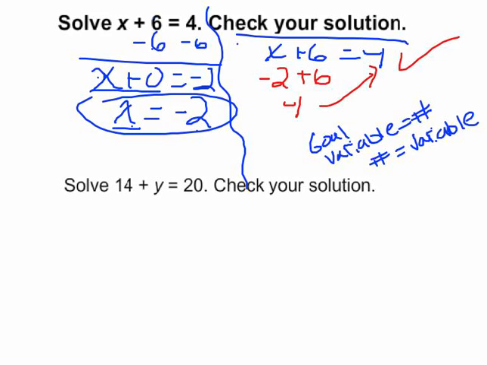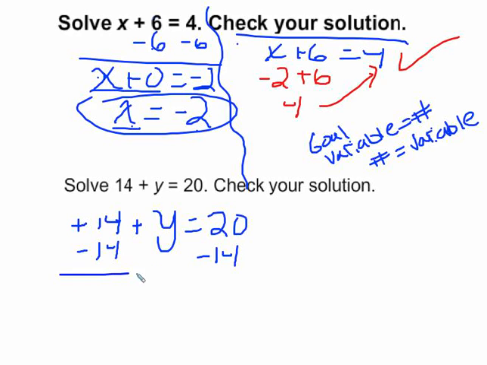14 plus y equals 20. I'm going to rewrite this out here. 14 plus y equals 20. Now because the 14 is positive, and it is being added to y, I'm going to need to undo it, and again I'm going to use that subtraction property of equality that states that I can subtract the same value from each side and it'll keep the statement true.